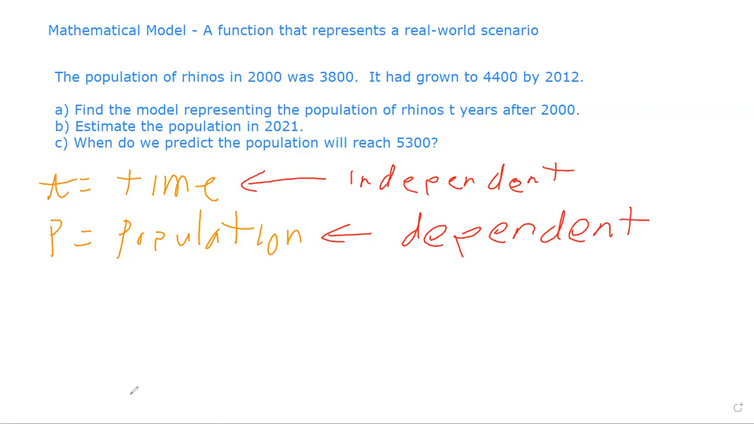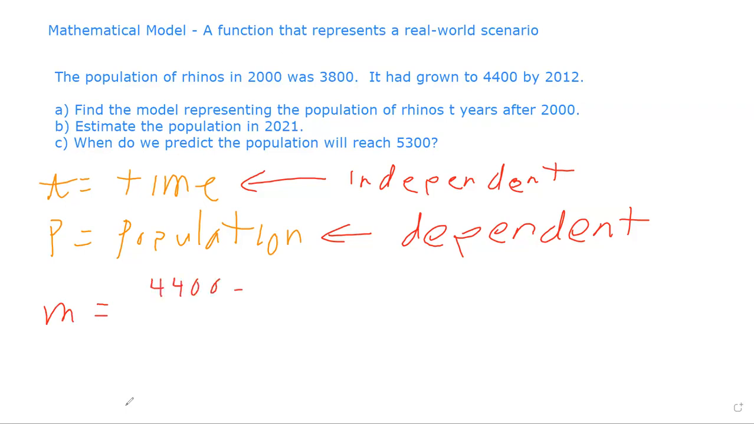Since we are dealing with linear models, we need to come up with the information we need for a linear model. So we're going to write this in our slope intercept form. So it's y equals mx plus b. We need our slope, and then we need our y-intercept. So let's find our slope. It's rise over run. Rise is the y values typically, which is the dependent. So it's our population.